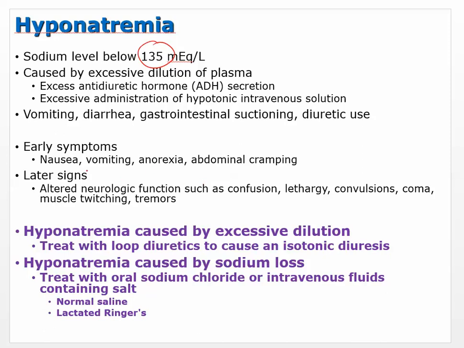Okay, so these are signs that you are lacking sodium, but then, of course, you start to have the neurological functions later. Again, hyper and hyponatremia. So confusion, lethargy, convulsions, coma, muscle twitching, tremors. Okay, so hyponatremia caused by excessive dilution, so not enough sodium. Treat with loop diuretics to cause isotonic diuresis.